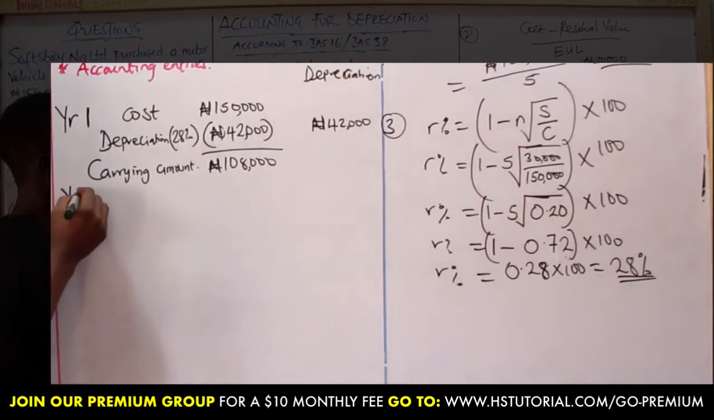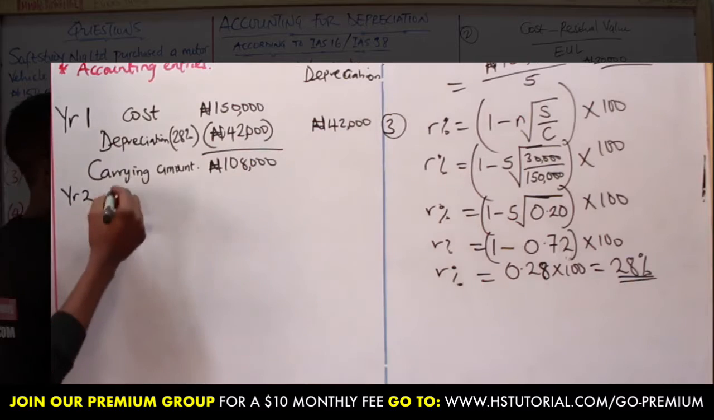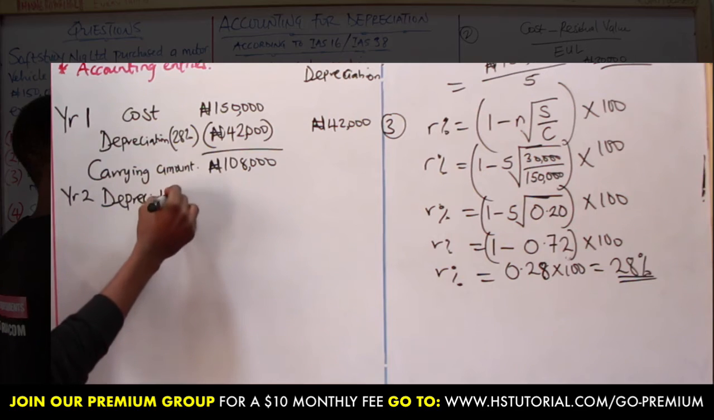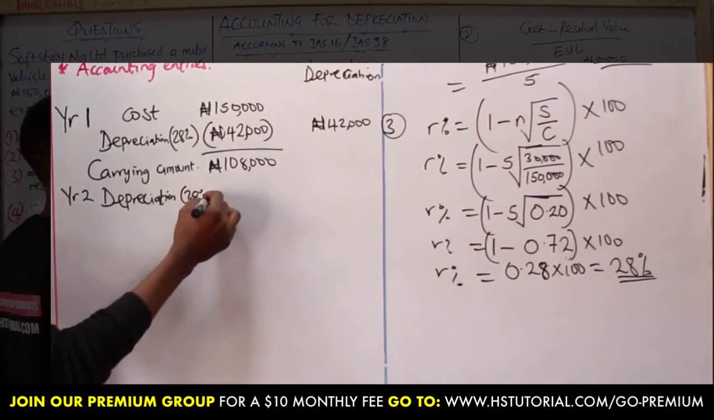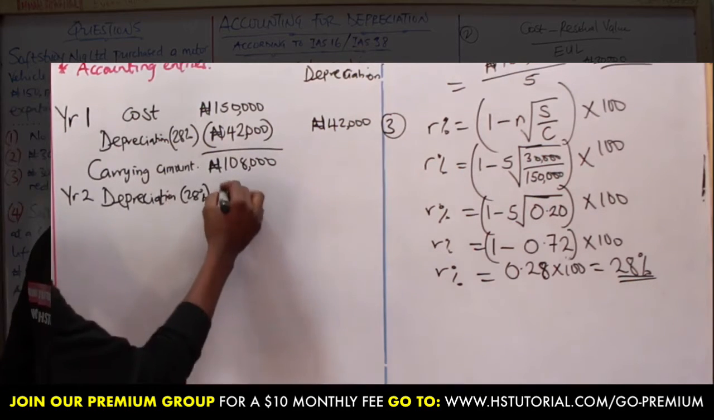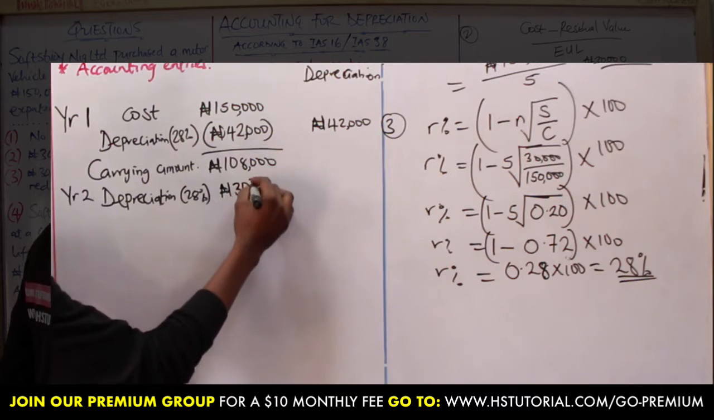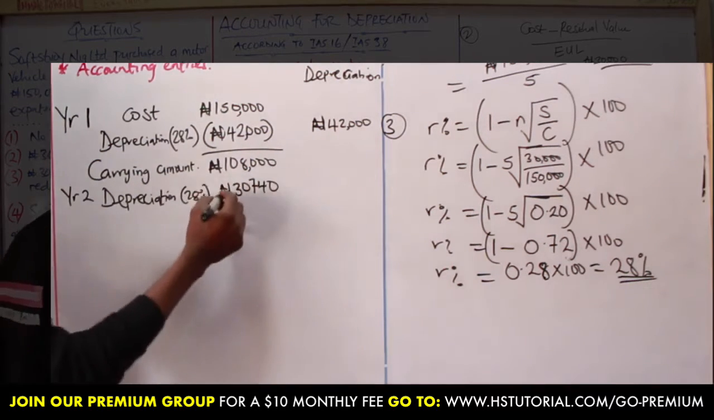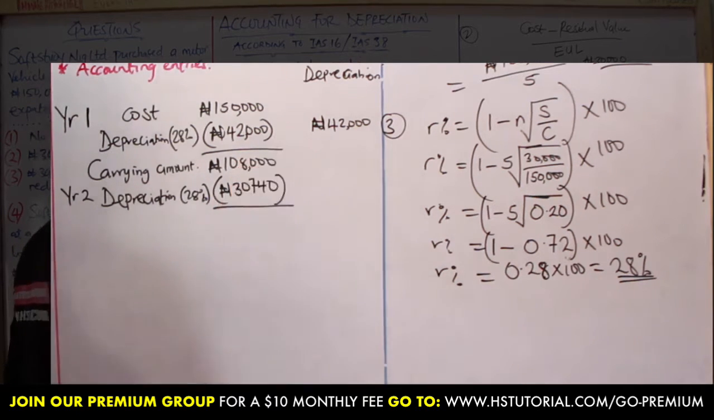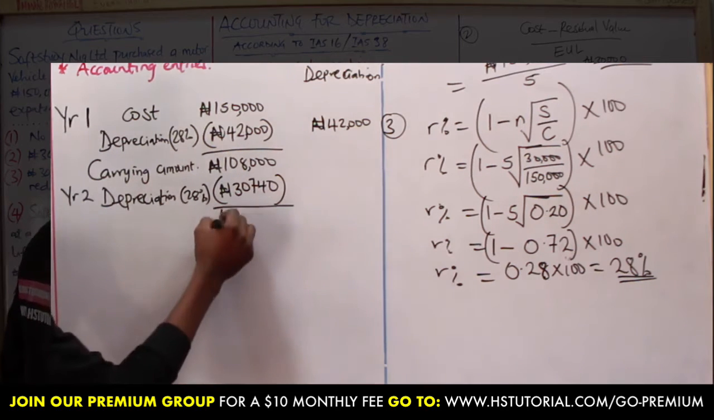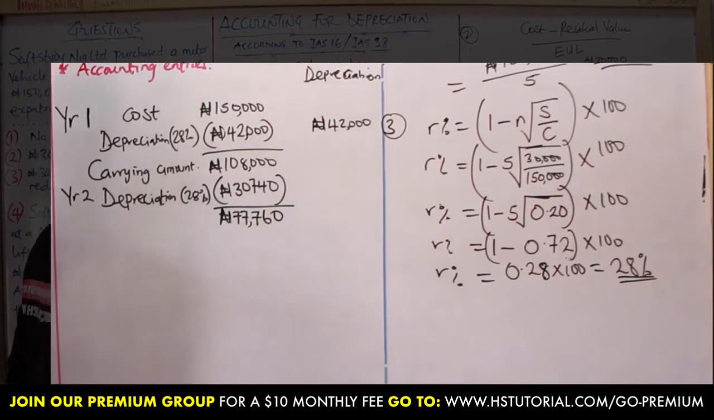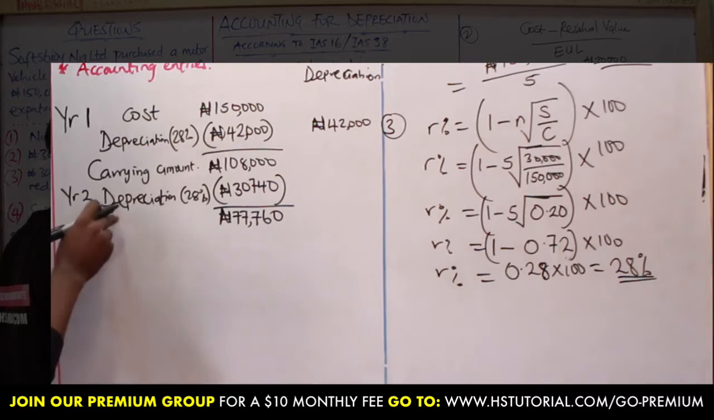For you to get your year 2 depreciation, you will still have to apply the 28% depreciation rate to the carrying amount. So 28% of the 108,000 naira will give you what? 30,740. Okay, so you can now deduct your 30,740 from the 108,000 naira. So what will you have? You will have 77,760. But before you move further, you will have to do what?